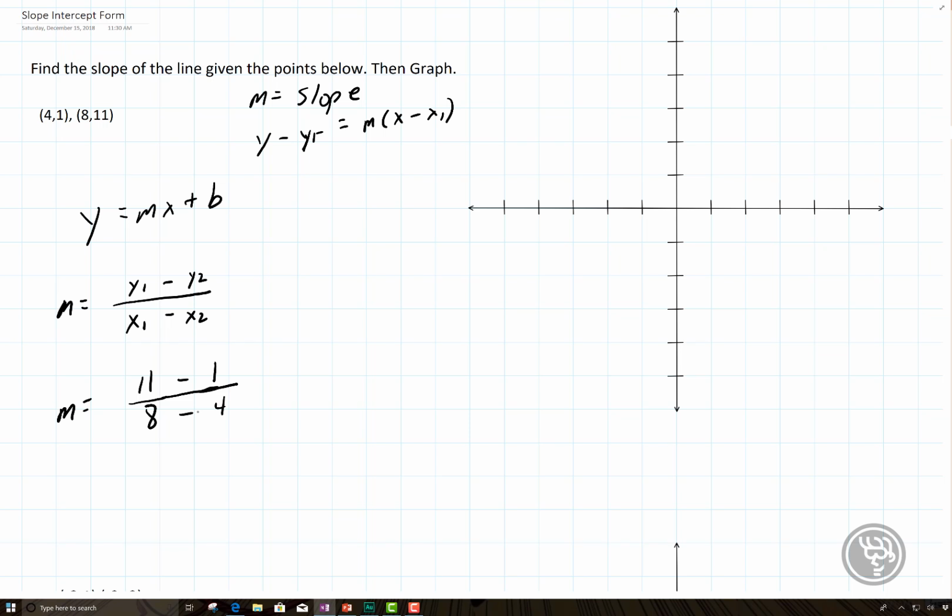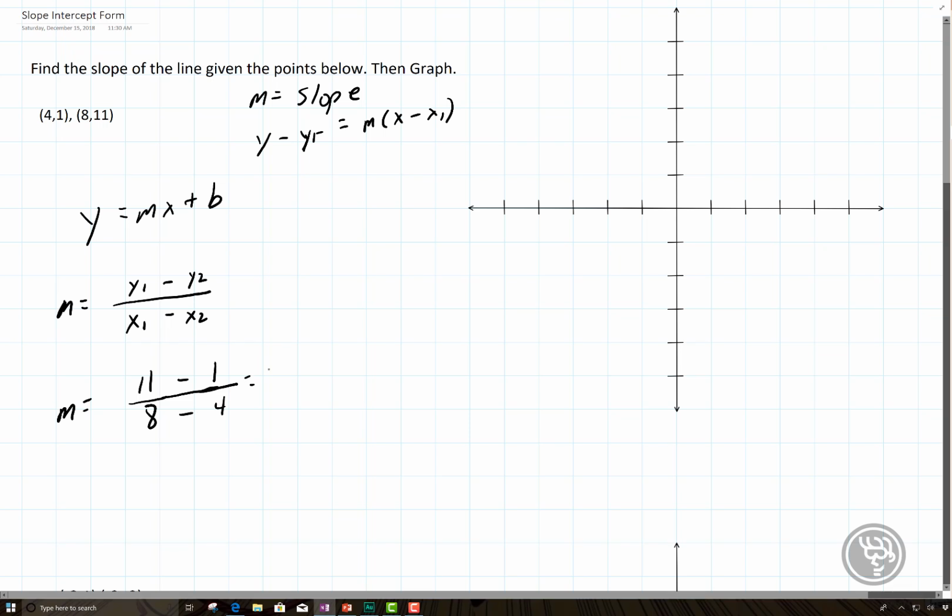So let's do it. Let's figure this out. So 11 minus 1, we got 10. And then 8 minus 4, we get 4. And we can reduce that. We can split that in half and say, well, this is nothing more than 5 over 2. So that's my slope. There we have it. We have a slope now, 5 over 2.